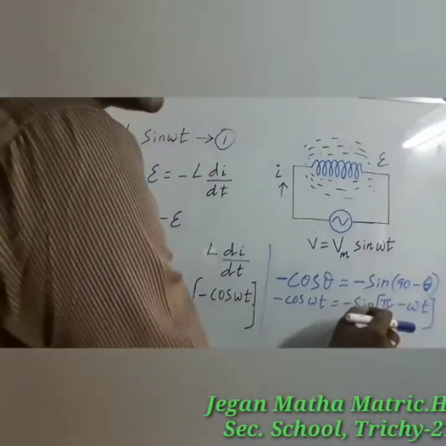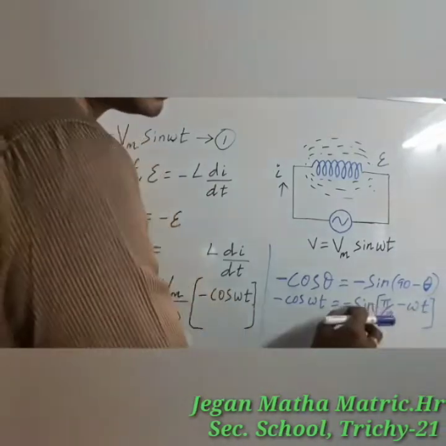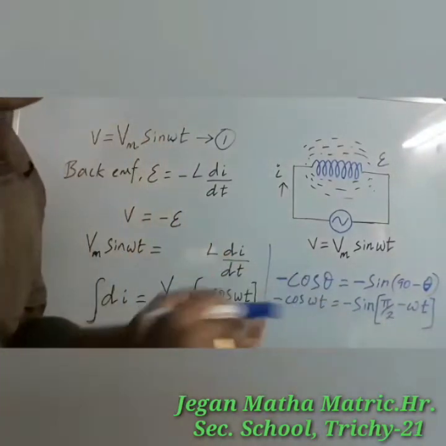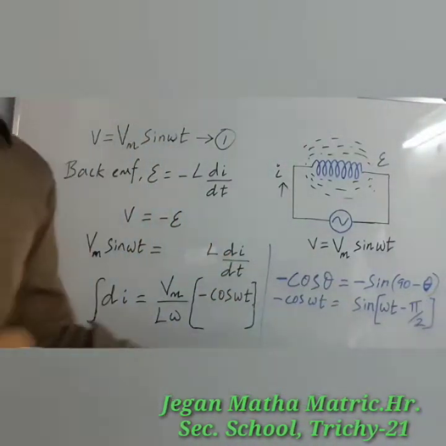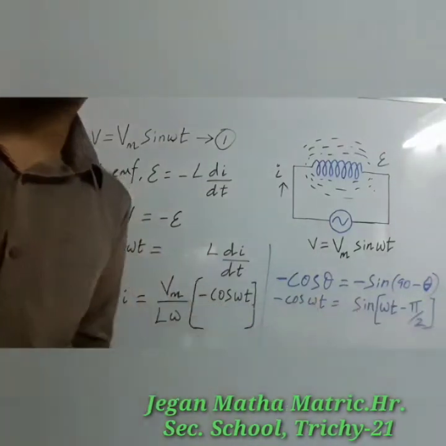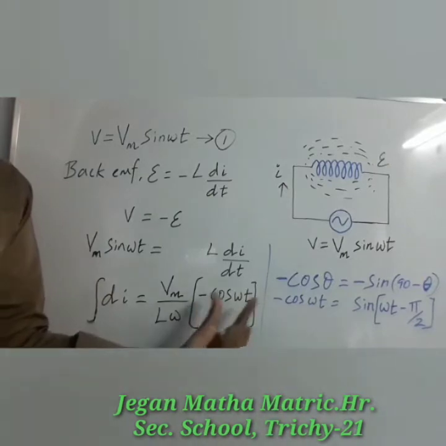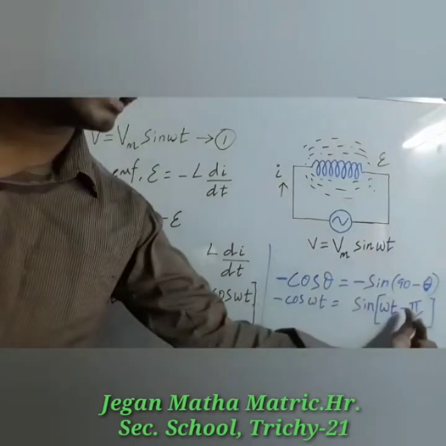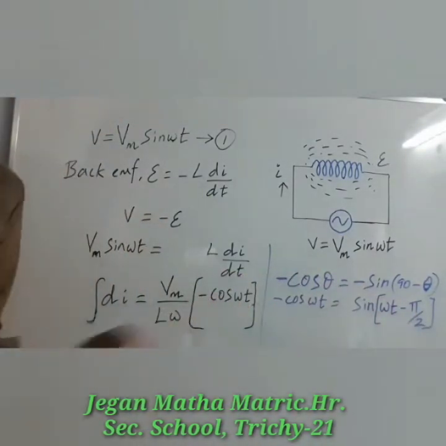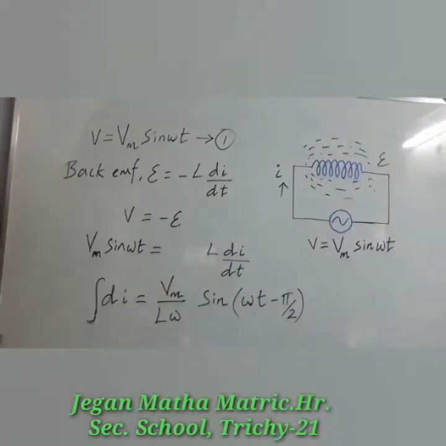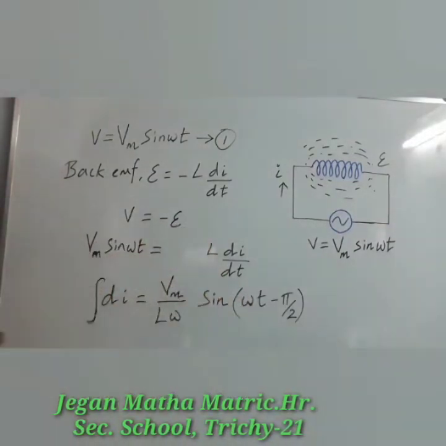What will be the value? Minus pi by 2 plus minus into minus plus omega t. So it can be written as omega t minus pi by 2. So instead of minus cos omega t in this expression, you can write sin omega t minus pi by 2. So here I am going to apply that value. I have applied the new value, and we have got the new expression.